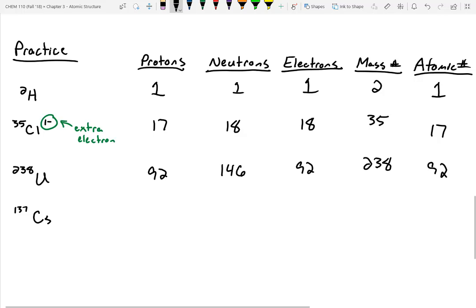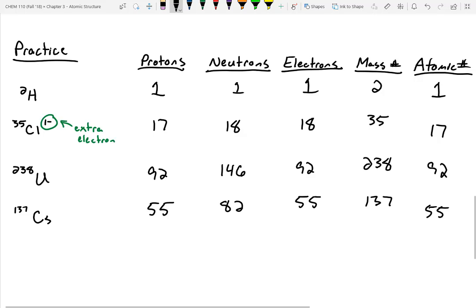All right, last but not least, the nasty one, cesium-137. Cesium on the periodic table is atomic number 55. So I can plug that in here. That means that it must have 55 protons. How many neutrons? 82. So we do 137 minus 55 gives you 82. If it's neutral, the number of protons must equal the number of electrons. So it'd be 55, and then the mass number would be 137.